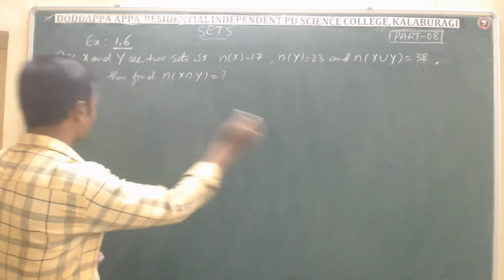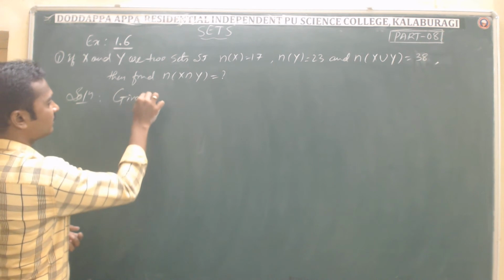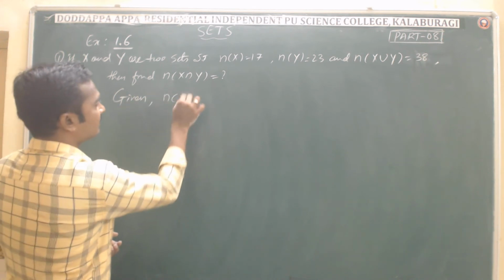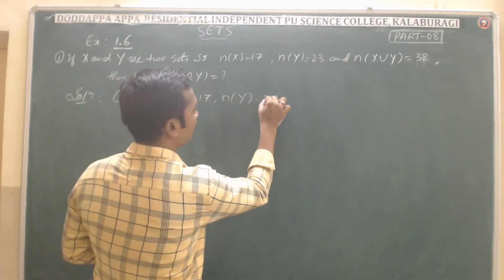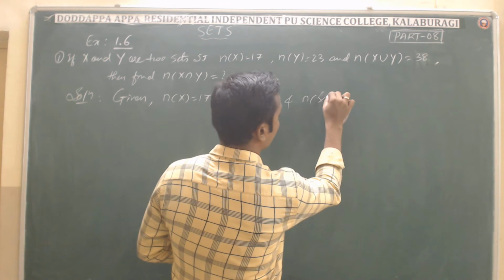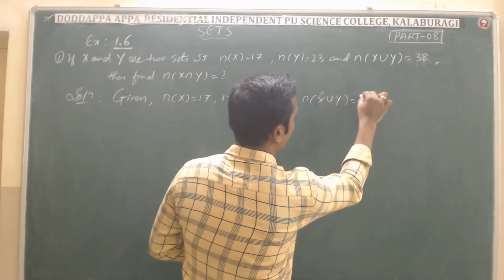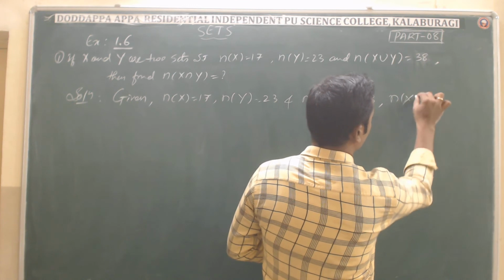Solving. What is given? Solution. It is given that n of x is 17, n of y is 23, and n of x union y is 38, and we need to find n of x intersection y.